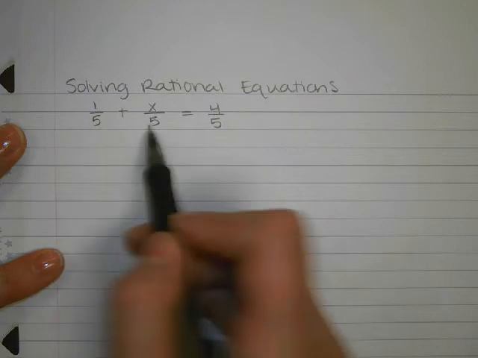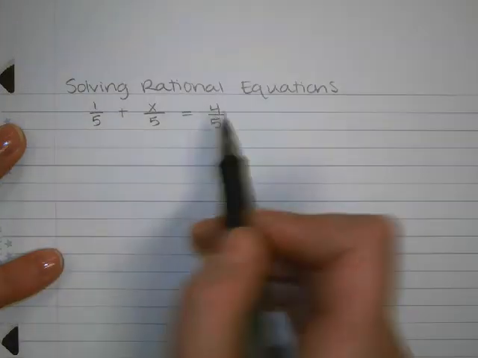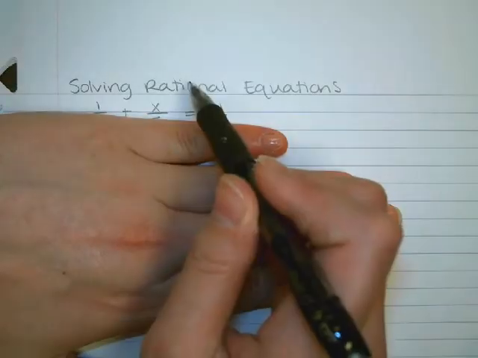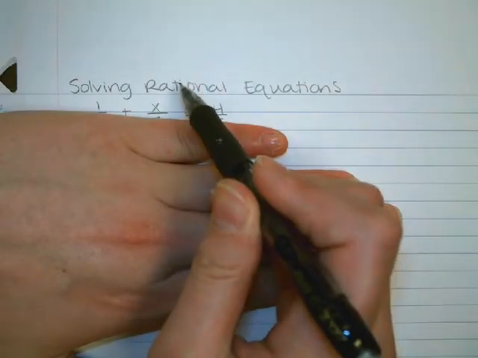We make sure we have a common denominator. And then after we have a common denominator, we can ignore it and we can just look at the top and figure out what would solve that equation.